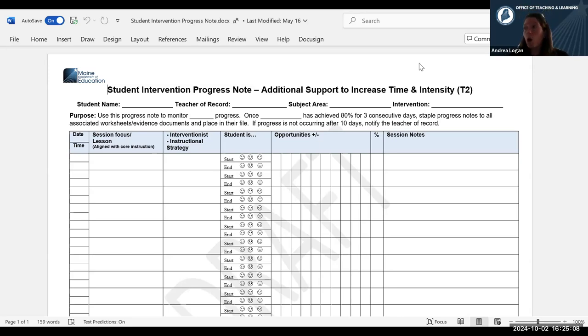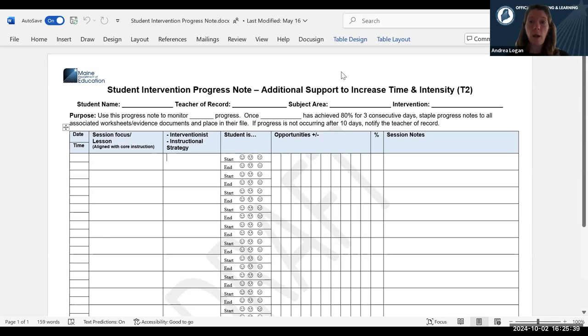This particular tool also has been designed with the whole student framework that Maine is using in mind. So each feature on the screen relates in some way to the whole student framework. From your lesson focus, that's aligned with core instruction. The form itself is meant to challenge and support students. You're going to write down who the interventionist is that's working on this and what the instructional strategy was that they're using. I'll use my annotate tool so you can see me.